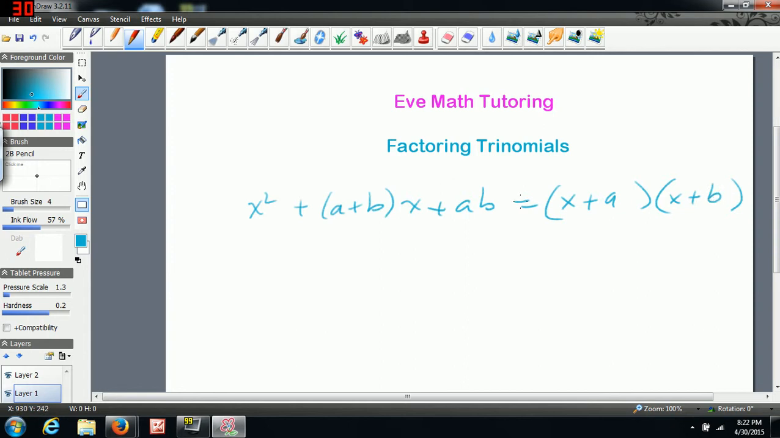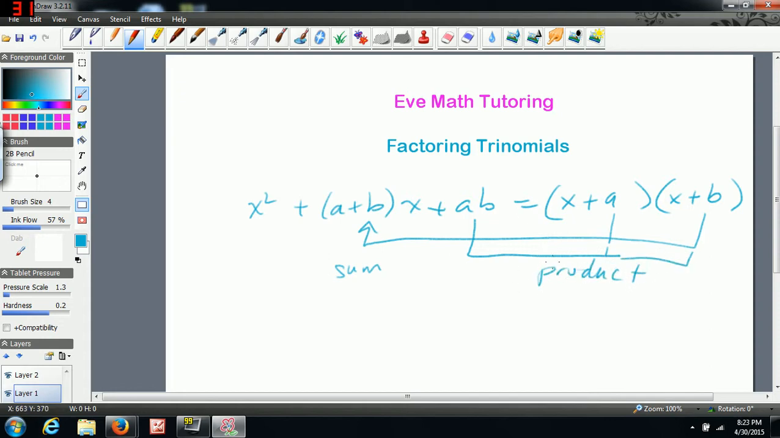So basically, a and b have to add up to the number that's in front of the x, so that's the sum. And then they have to multiply to the last number, so that is the product of a and b, okay?